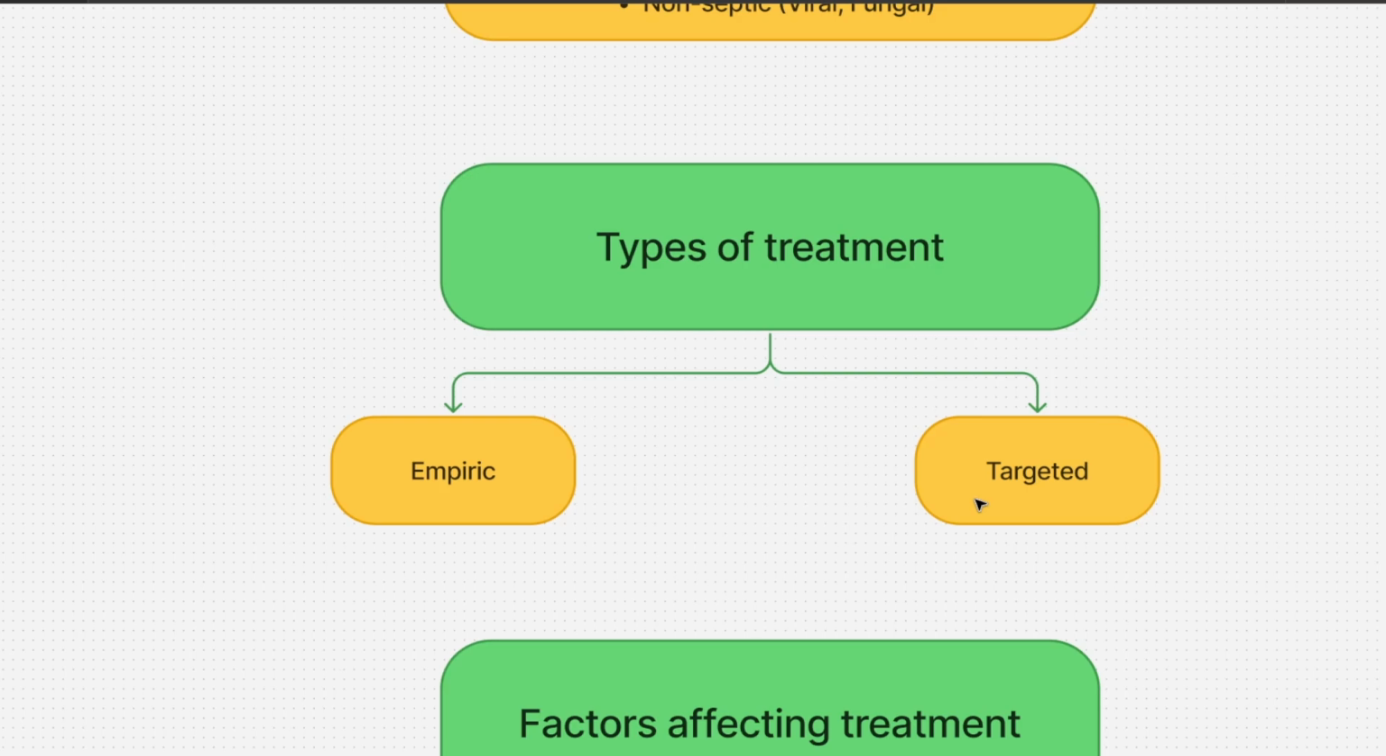Now, for targeted, this is based on culture and sensitivity. So, for example, if we identify it's bacterial, we can use a CSF sample. We can do a lumbar puncture and take a CSF sample, and then in the lab, we can identify the specific organism, and then we can discuss further specific treatment.